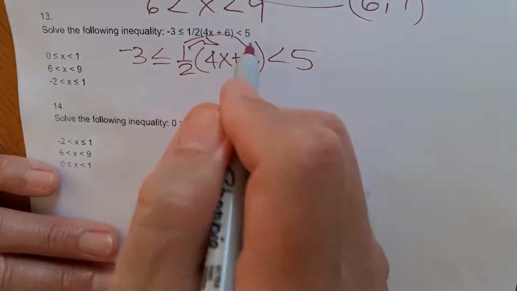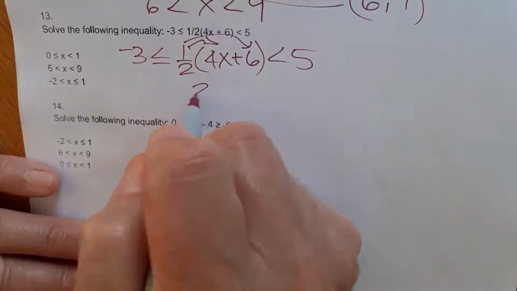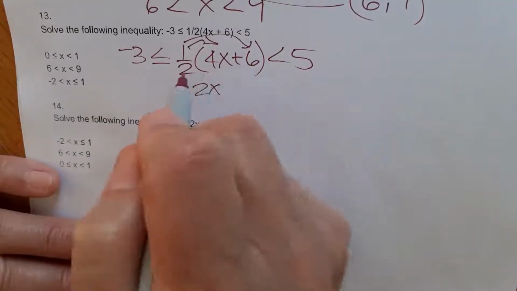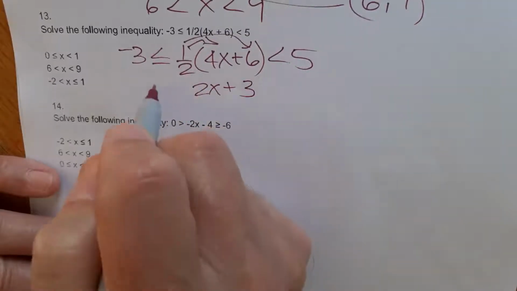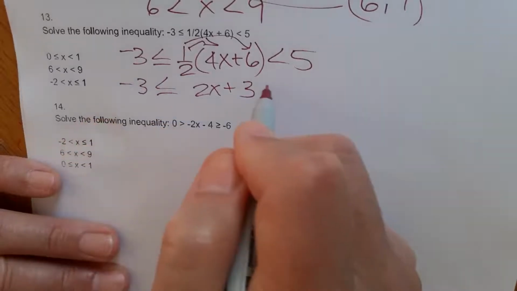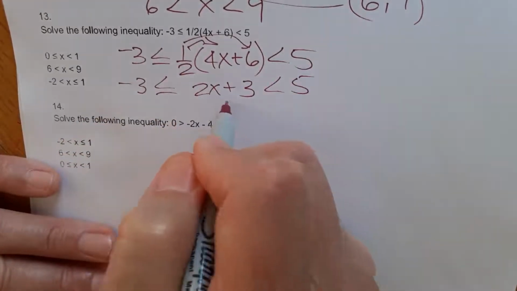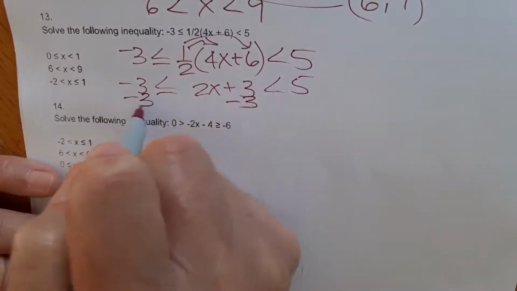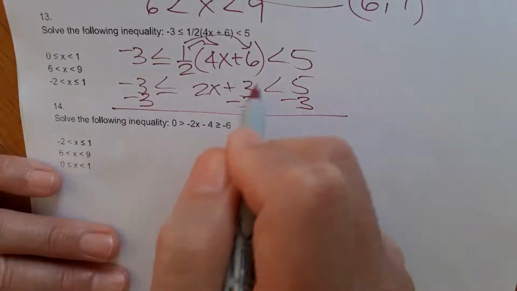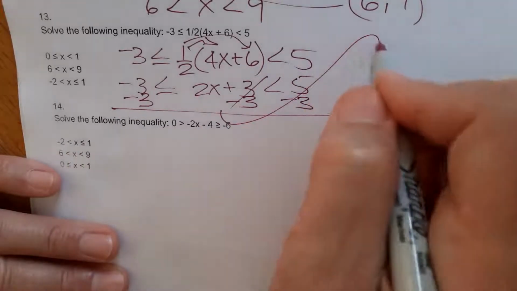We're going to distribute this in here. First, 1/2 times 4x would be 2x, because that's half of 4x. Half of 6 would be plus 3, and we're going to rewrite this. We're going to subtract 3 from all sides in this case.